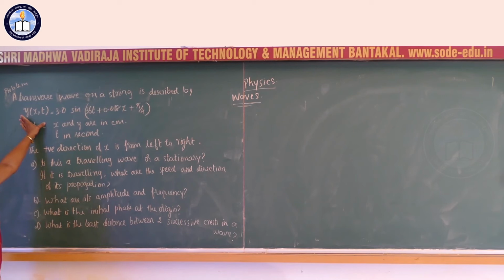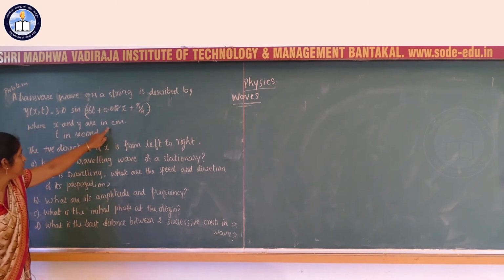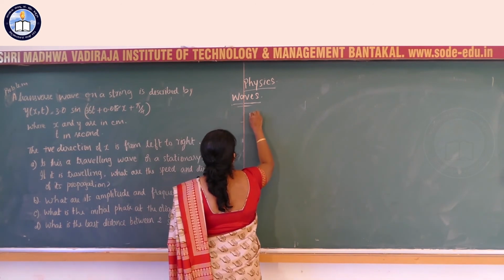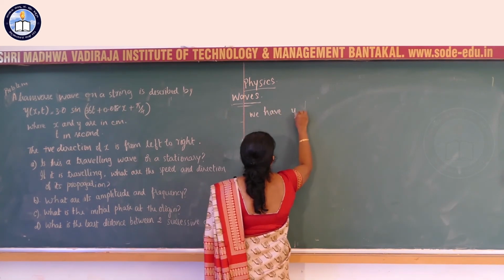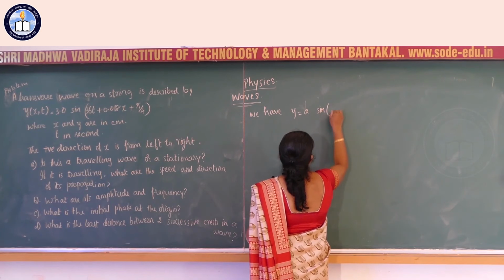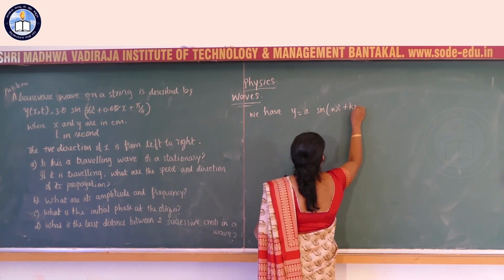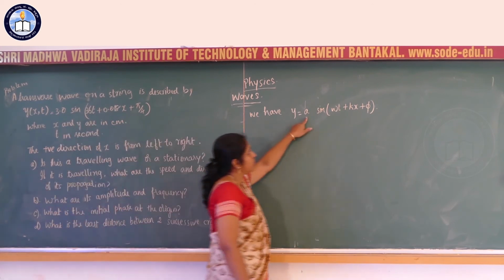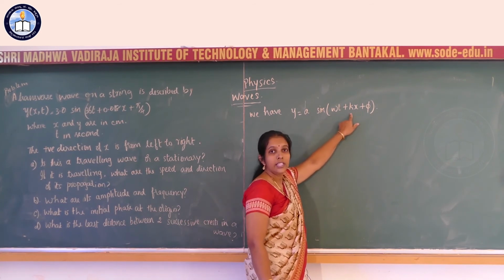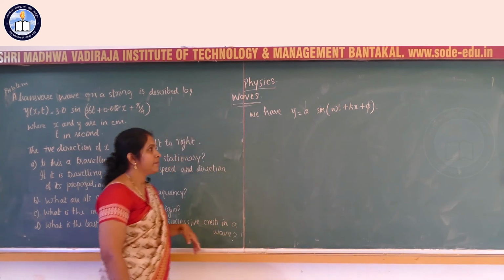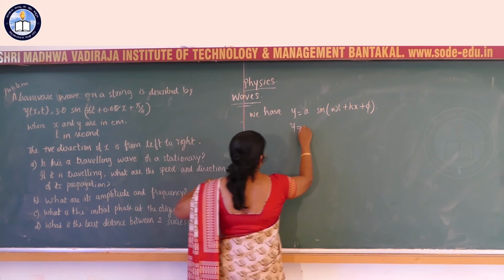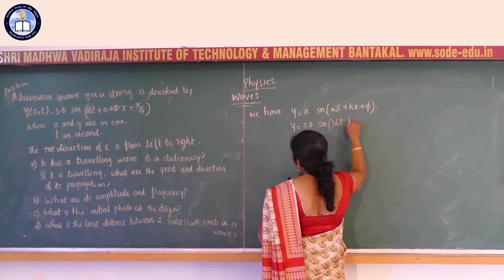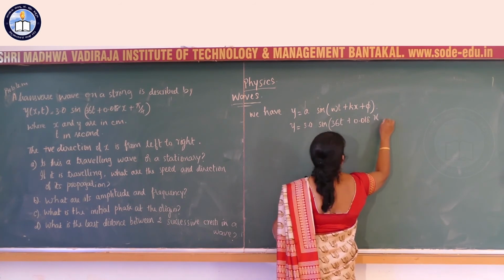Given equation is the equation of a progressive wave, and it is said that x and y are in centimeter, t is in second. We have the standard equation of a progressive wave. Compare this. We have y is equal to a sin omega t plus kx plus phi. This is one form of progressive wave equation, where a is the amplitude of the wave, omega is the angular frequency, k is wave number, and phi is the phase angle. The given equation is y is equal to 3.0 sin 36 t plus 0.018 x plus pi by 4.